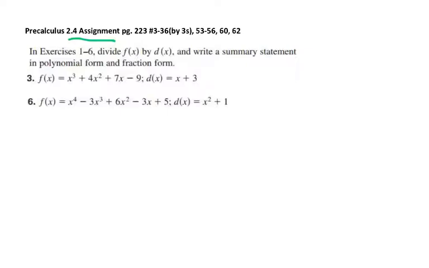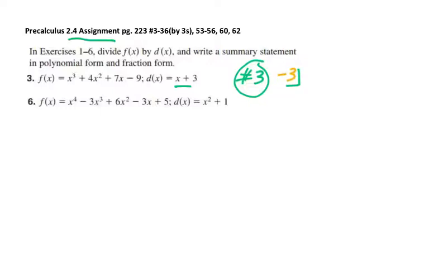So in number 3, I'm going to take f of x, which is x cubed, and then divide it by d of x. Which means that out front of my long division, or actually synthetic division because it's x plus 3, let's do that, it's faster. So in number 3, the little number that's going up here is going to be a negative 3. Remember, it's the opposite of what we see here.